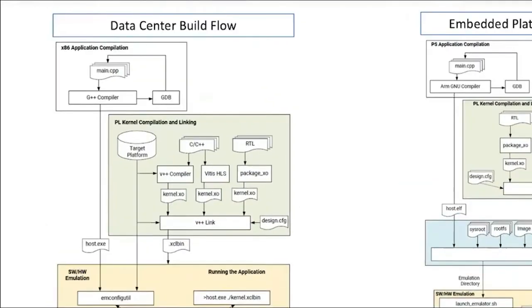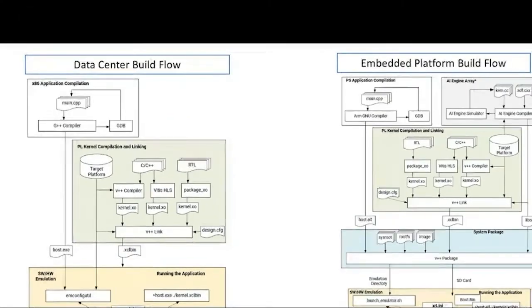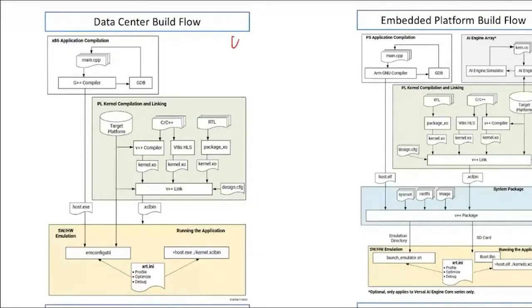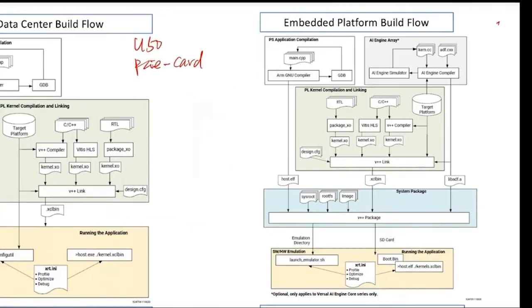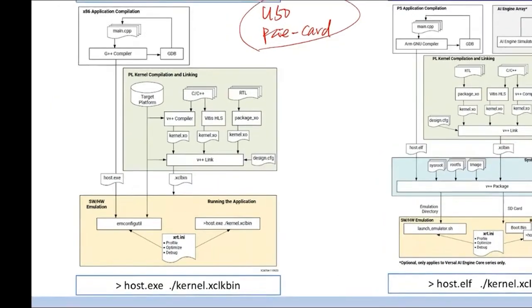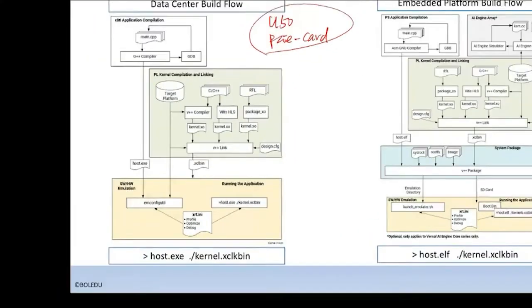This part is a little bit tedious. Basically, we have two platforms. One is the U50, a PCIe accelerator card, mostly used in data centers. We also have the Pynq, which is an embedded platform. You all learn these two systems.